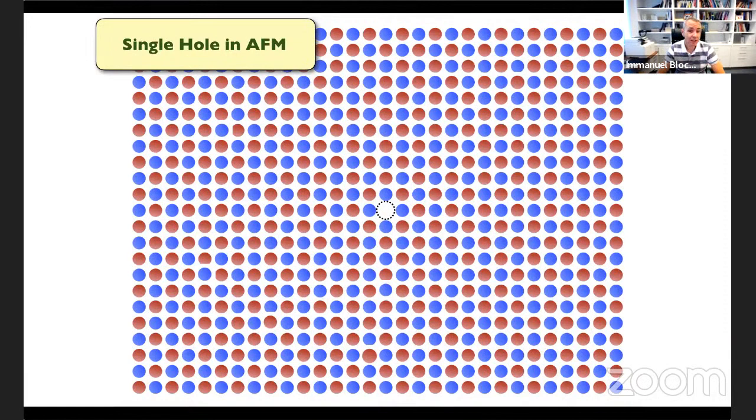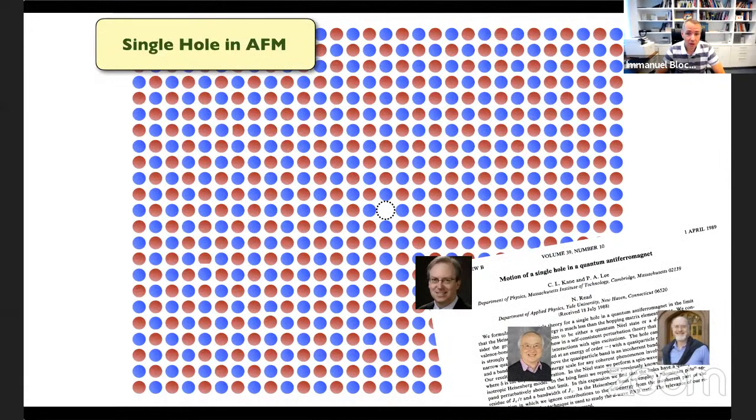What does this single hole do to this antiferromagnetic background? And you might ask, well, this is a very hypothetical question. It is. But it's one that some of the greatest minds in condensed matter physics have worked on. Here's a paper from Charlie Kane, Patrick Lee, and Nick Read, actually from already 1989, where they ask this question of the motion of a single hole in this Heisenberg quantum antiferromagnet we're seeing. And that just shows you that this is a complex question and remains difficult to date.